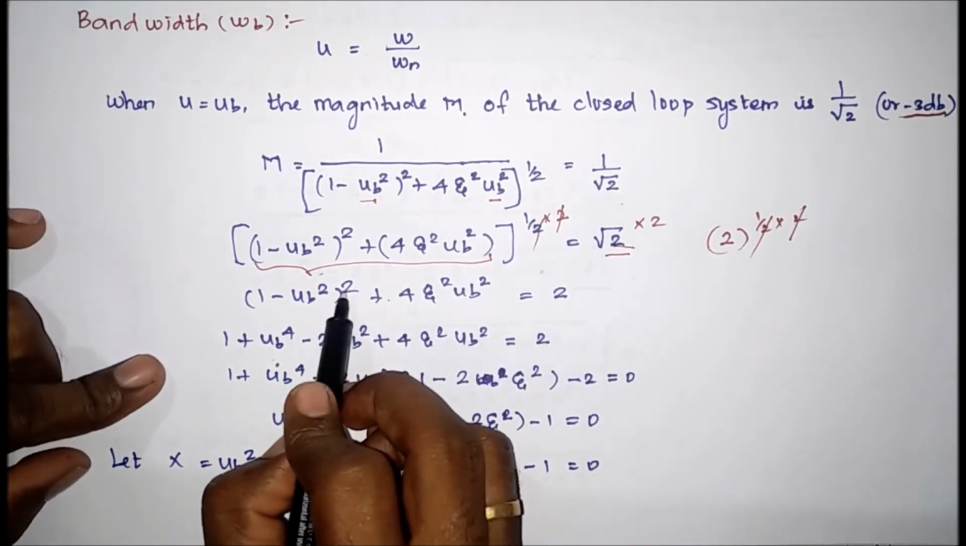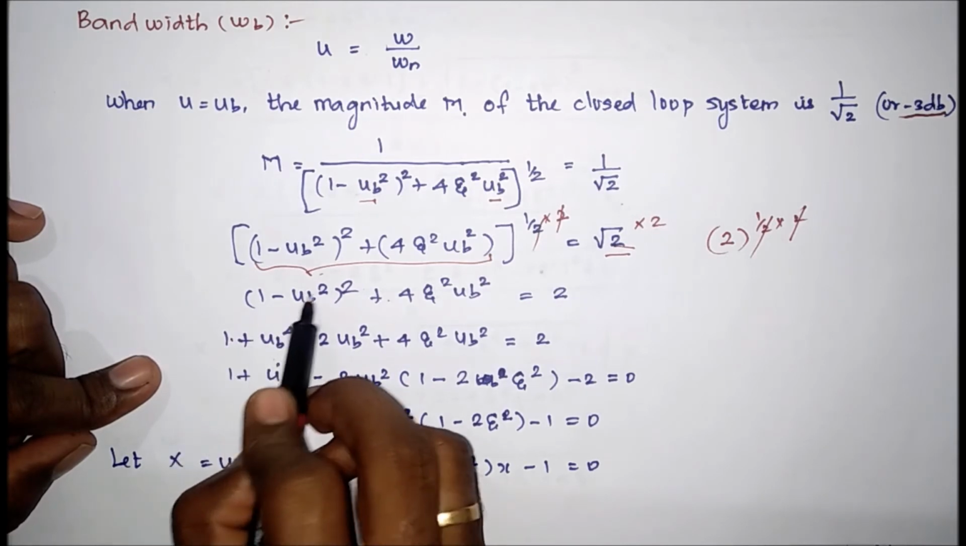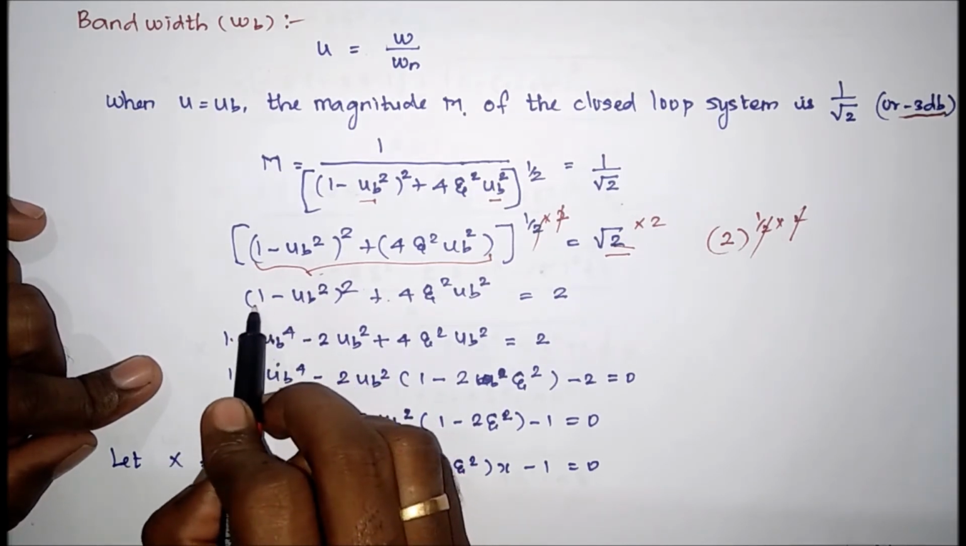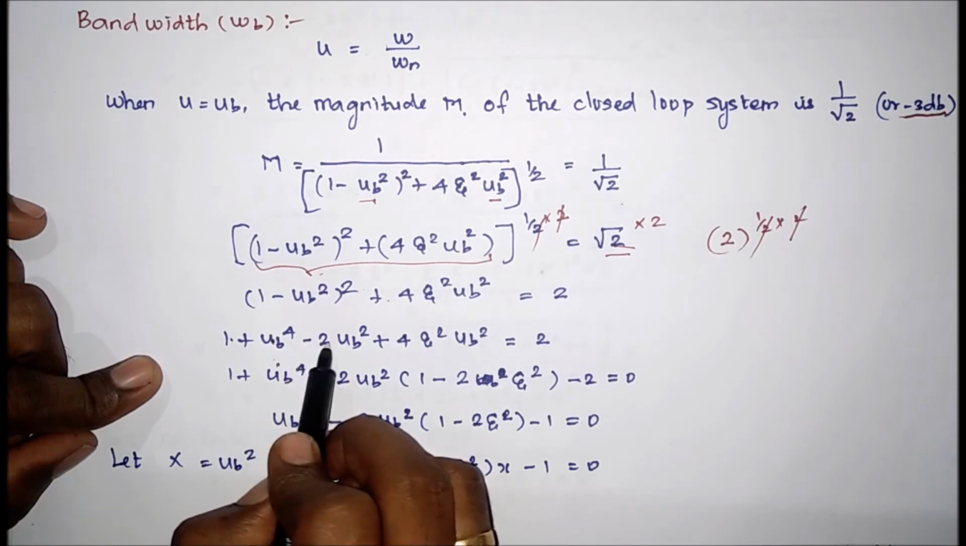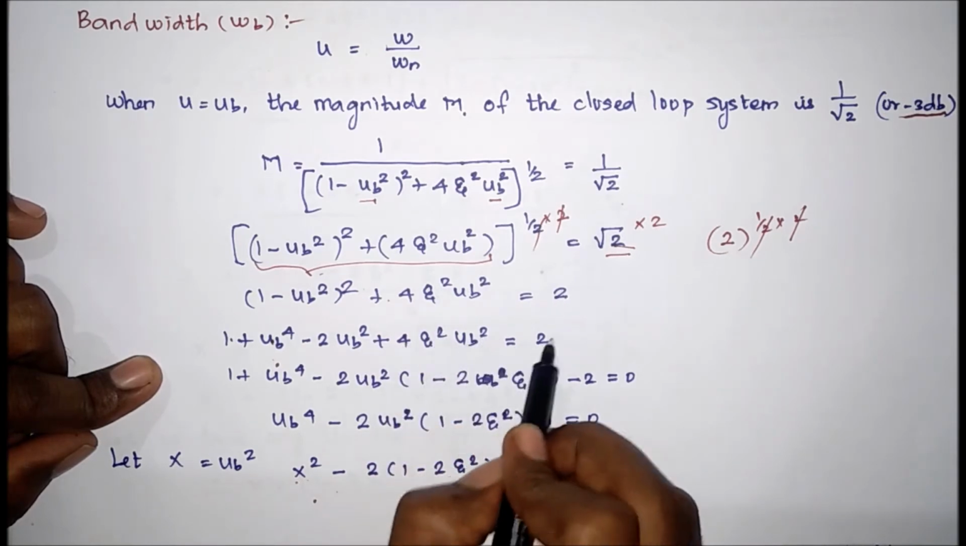So from this we are going to expand (a minus b) the whole square. So a square plus b square minus 2ab. So 2 into 1 into minus ζ_b square, equal to minus 2ζ_b square, plus the same term 4η square ζ_b square equal to 2.